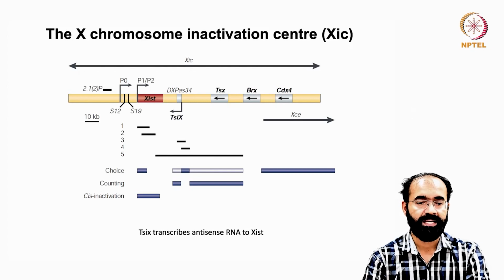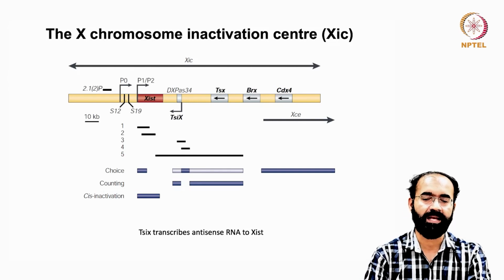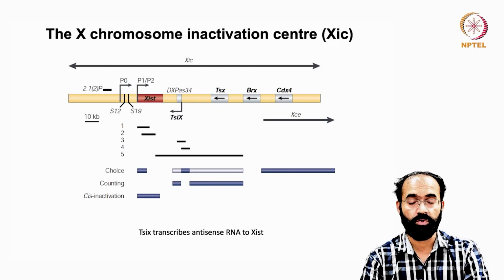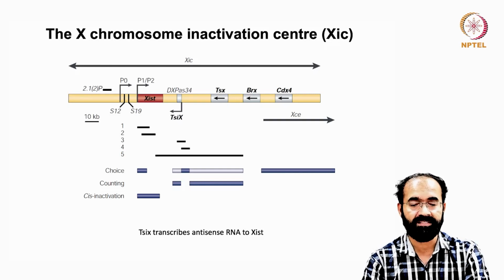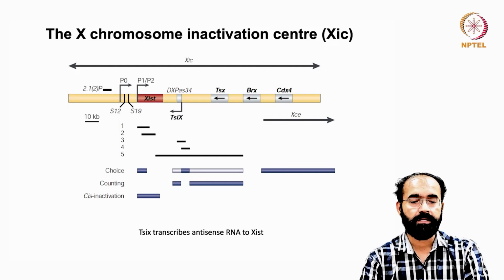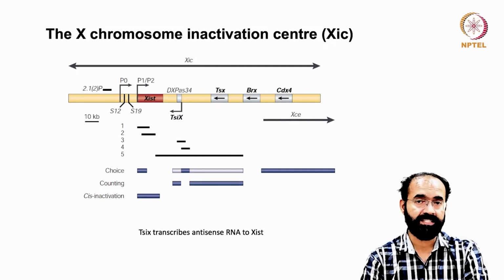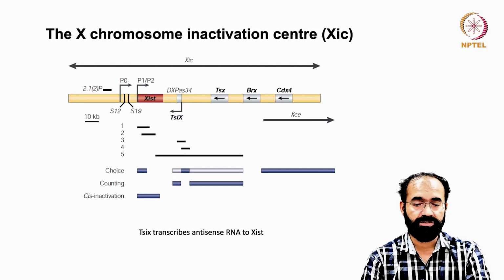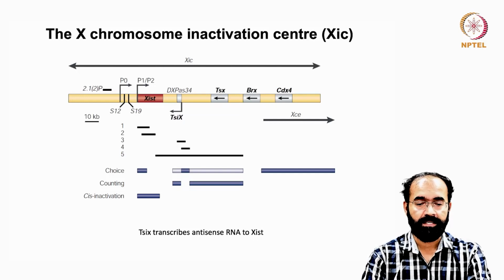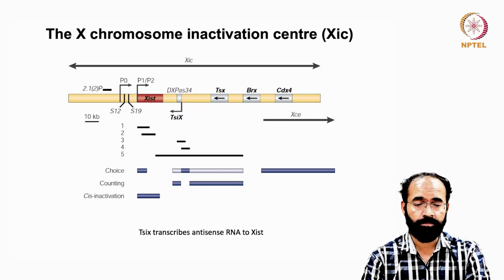And opposite to that, on the other strand, in the opposite direction, you have the Tsix. And also you have got TSX, BRX, CDX4, like that. A few of the non-coding RNAs are there, and then you also have XCE, and their location has been shown with this line, indicating until where it is going. So the choice has to be made at the level of Tsix or Xist expression, which gene is being expressed is decided randomly, and the counting has to take place.